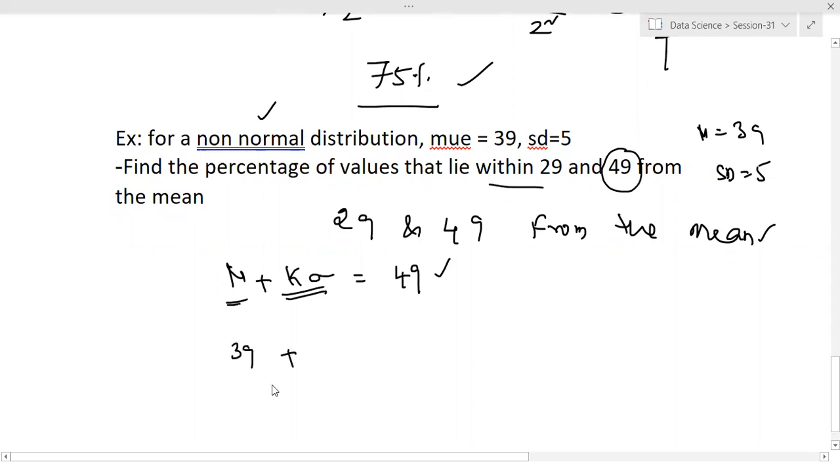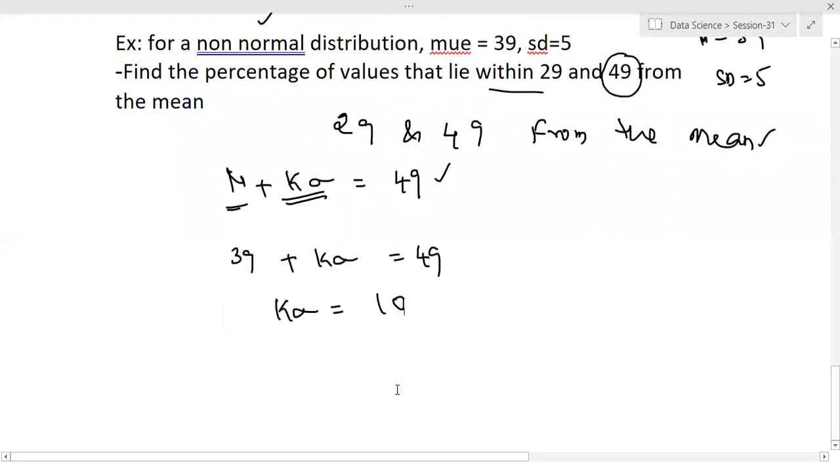39. My interest is to compute the k sigma, which is 49. Now you tell me, friends, what is the k sigma value here? 10. K sigma equals 10, because 49 minus 39. And now sigma is 5.